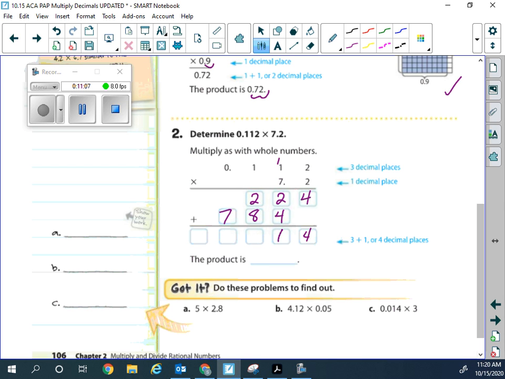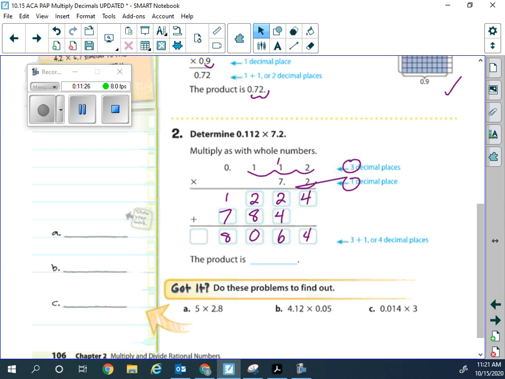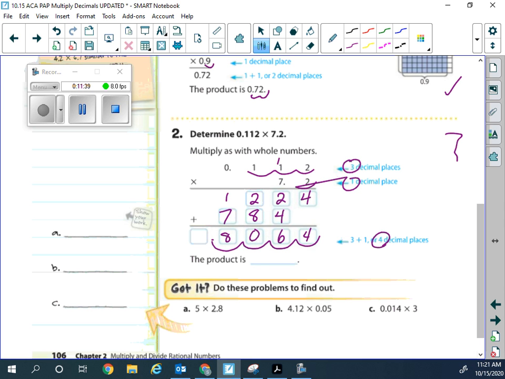Just add. Okay, and then we went 1, 2, 3 places. This one was just one place. Okay, one place, really. You're not going to undo that for me? Okay, fine. Whatever. 3 plus 1 then would be 4 total places. So from the end, 1, 2, 3, 4, and that's where our decimal goes.